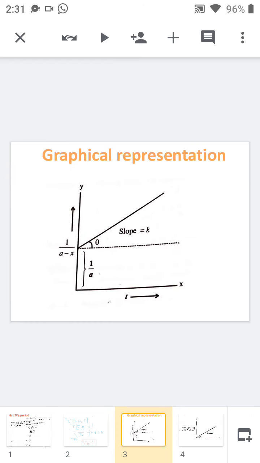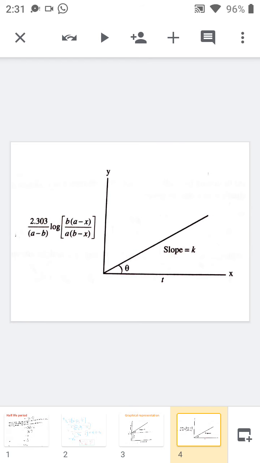Now the graphical representation of the second order reaction. Here the x-axis is t and on the y-axis we will represent 1/(a−x), and the slope is k, a positive slope, and the intercept is 1/a.